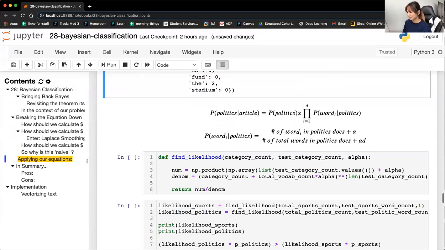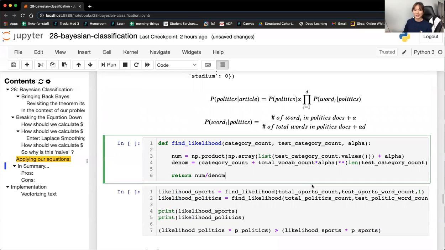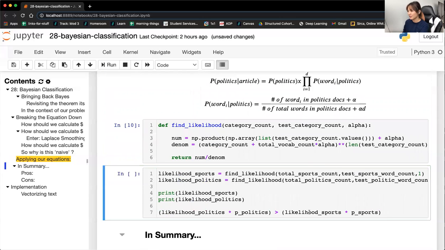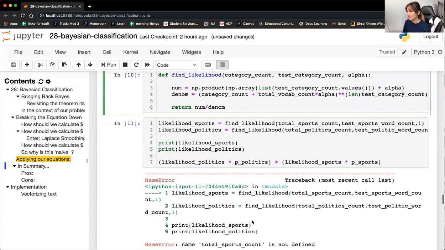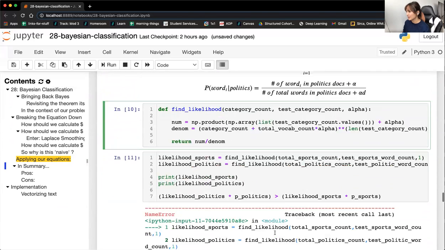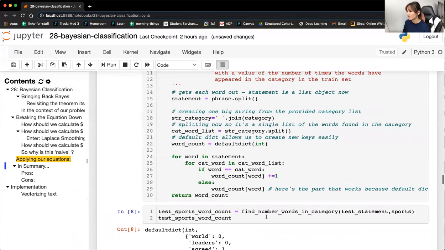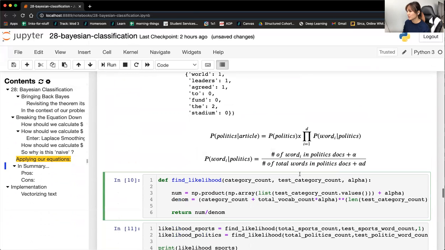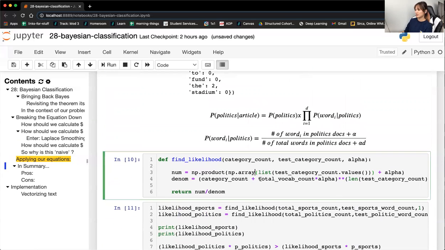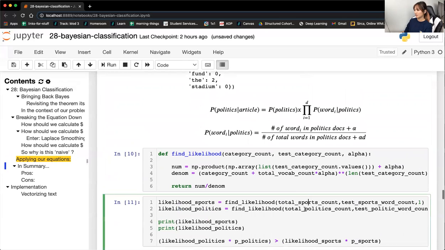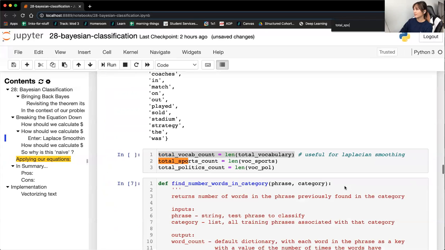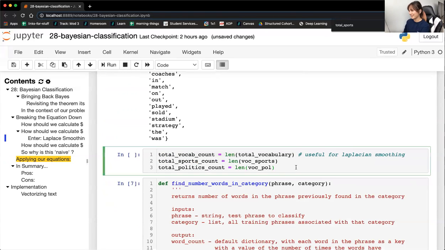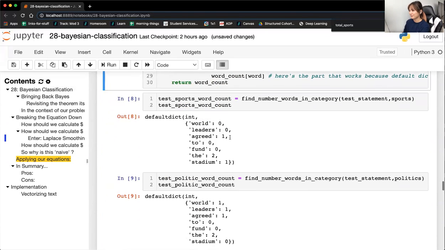So with that done, we can find the likelihood. Same function, same formula being applied here, likelihood. And when you're done, you can see that, oops, what did I not run? Total sports count. Sorry, guys. Total sports count is here. Here you go. I did not run this cell.